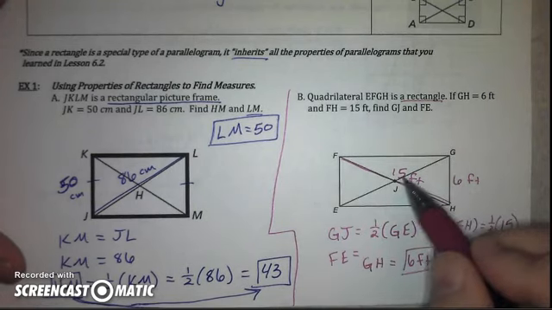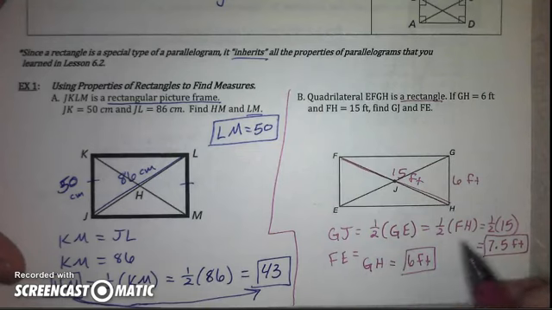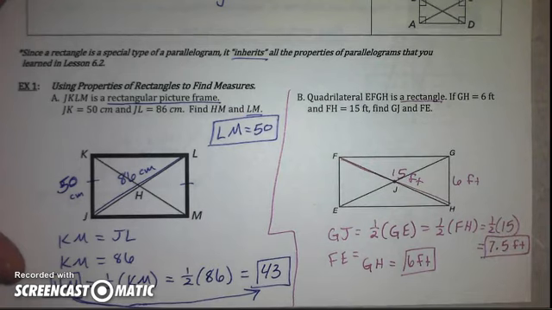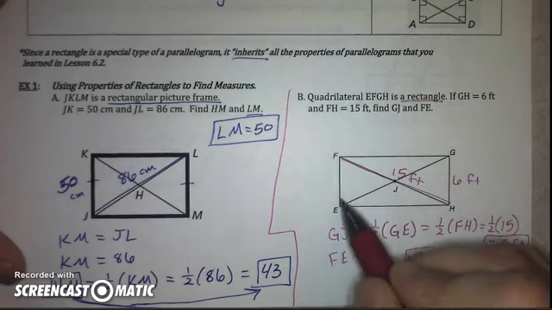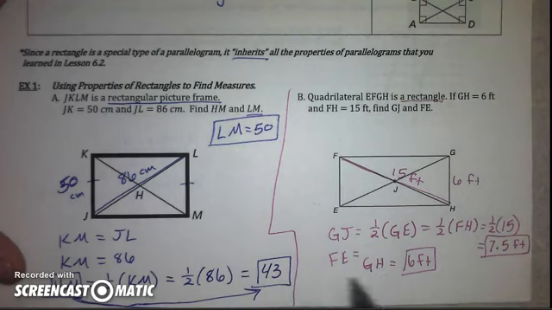GJ is half of one diagonal, GE. Now, since it's a rectangle, the diagonals are congruent, so half of GE is going to be the same as half of FH. And FH is 15, so I just substitute it, and half of 15 is 7.5 feet. Then FE is the opposite side from GH, and opposite sides are congruent, so FE is also 6 feet.